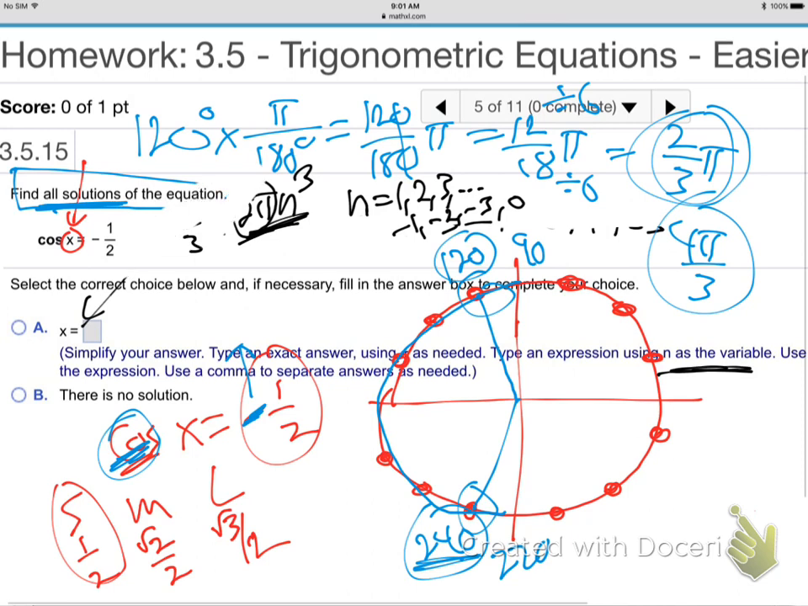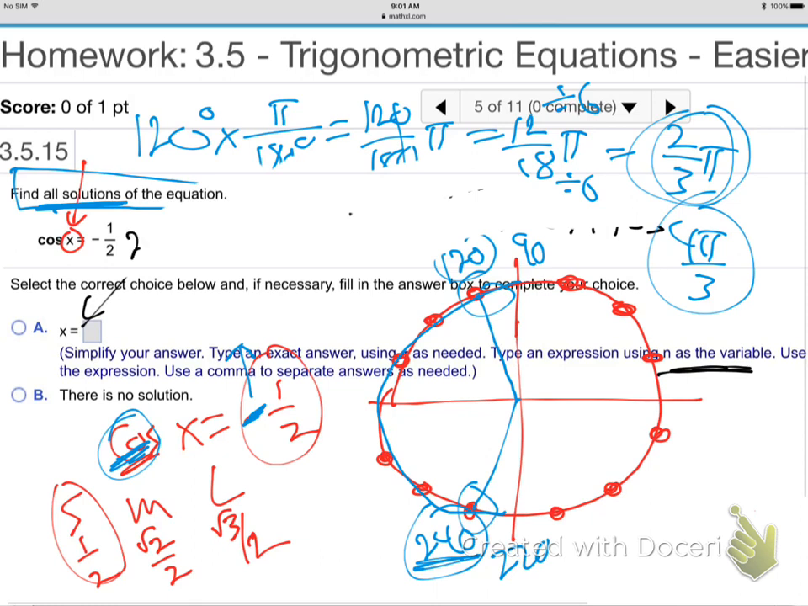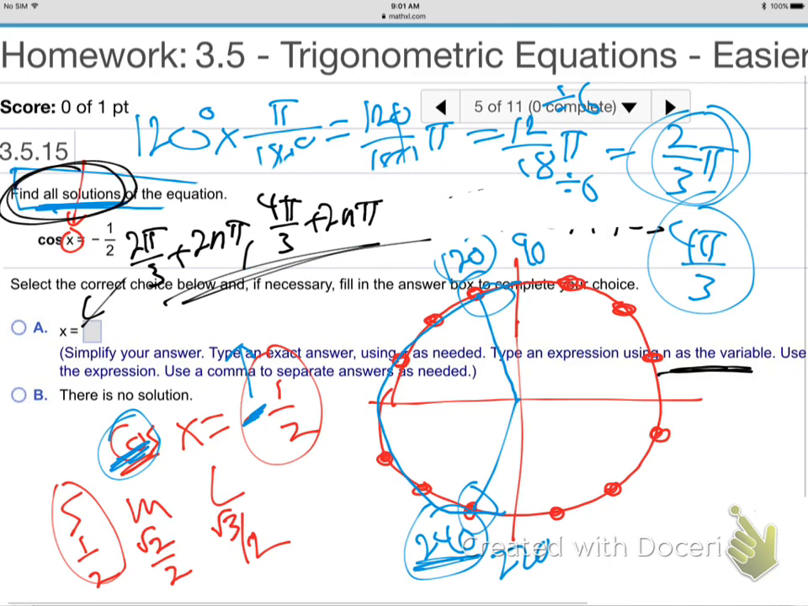So the answers, let me actually write it all out now. The answers would be 2 pi over 3 plus 2 n pi, comma, 4 pi over 3 plus 2 n pi. Do you guys want me to type that in? Has anybody already typed that in? I'm pretty confident that's the answer. You typed that in already, Chinu? It takes that. Yeah, so that is what it wants. And the reason is because they said all solutions, not just, in a minute they're going to change it, just solutions between 0 and 360, 0 and 2 pi. Good? Are we good on that so far?